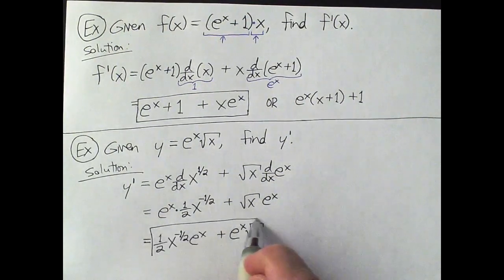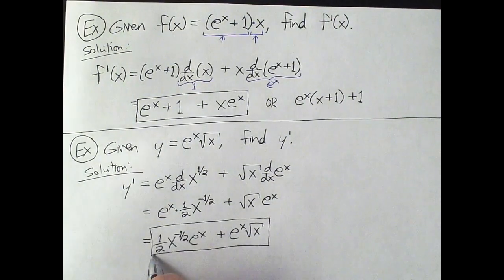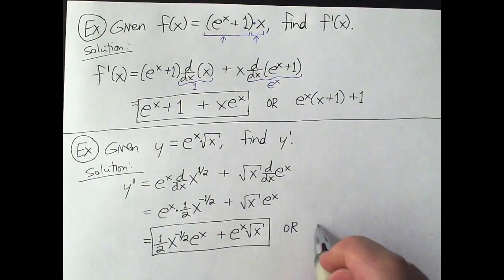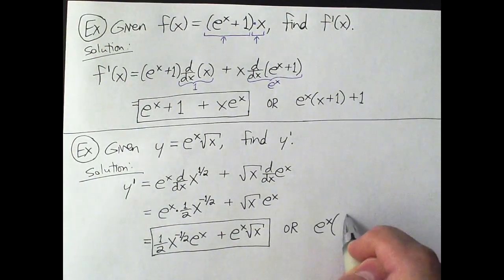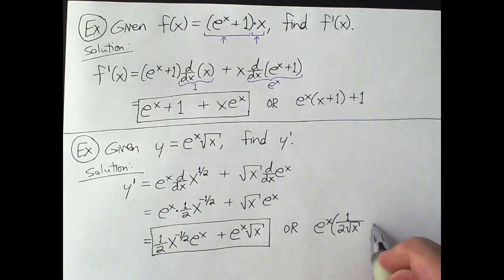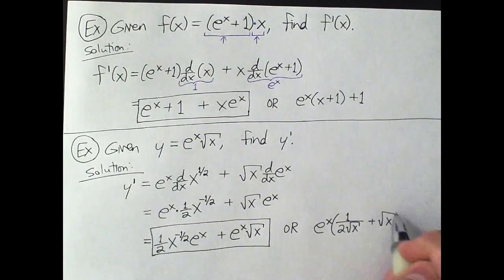Let's see, is there any other way that you might have gotten this? I guess you could pull out e to the x. You could do something about the x to the negative 1/2. So another way that you might get this is e to the x times (1 over 2 square root of x, plus square root of x). That's also equivalent to what I got. Either one of those looks fine to me.